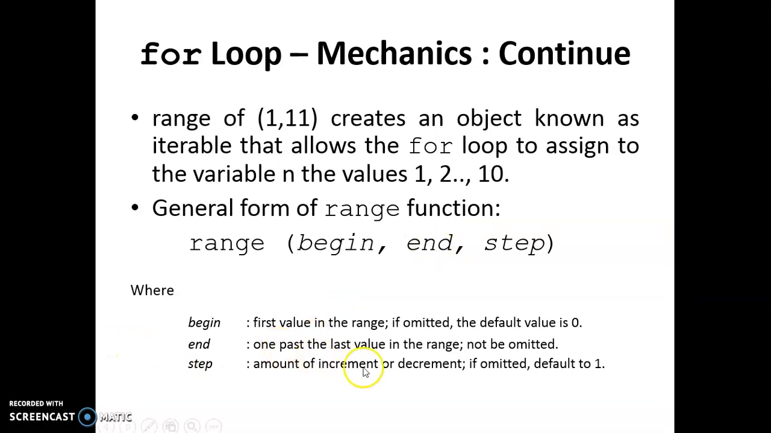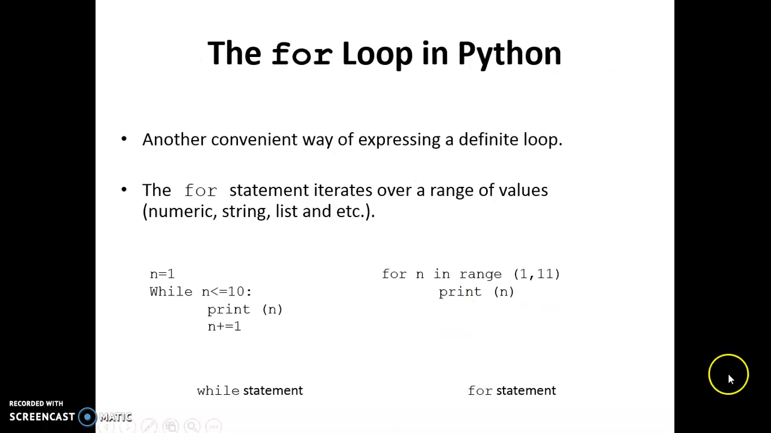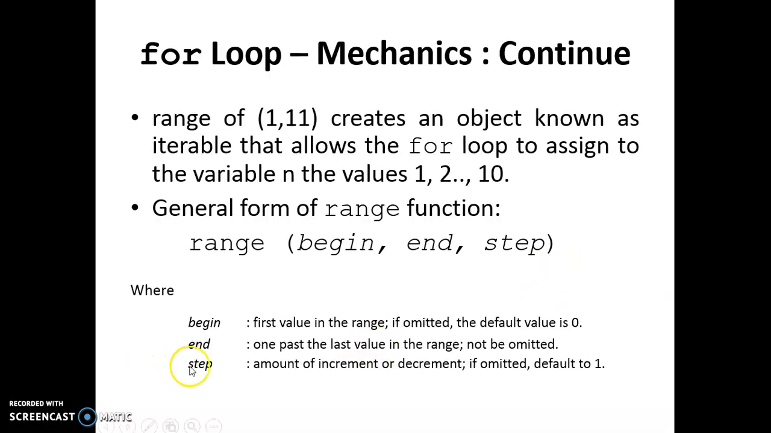Step is the amount of increment or decrement. If omitted, the default is 1. If you don't put any value, then it will become 1. Like in the slide just now, it is 1, 11, and there is no mention of the step in the range, so it will use the default 1. That's why it increases 1 by 1. If you want to skip, like 1, 3, 5, 7, if you want a step with an increment of 2, then you need to put the value of 2.